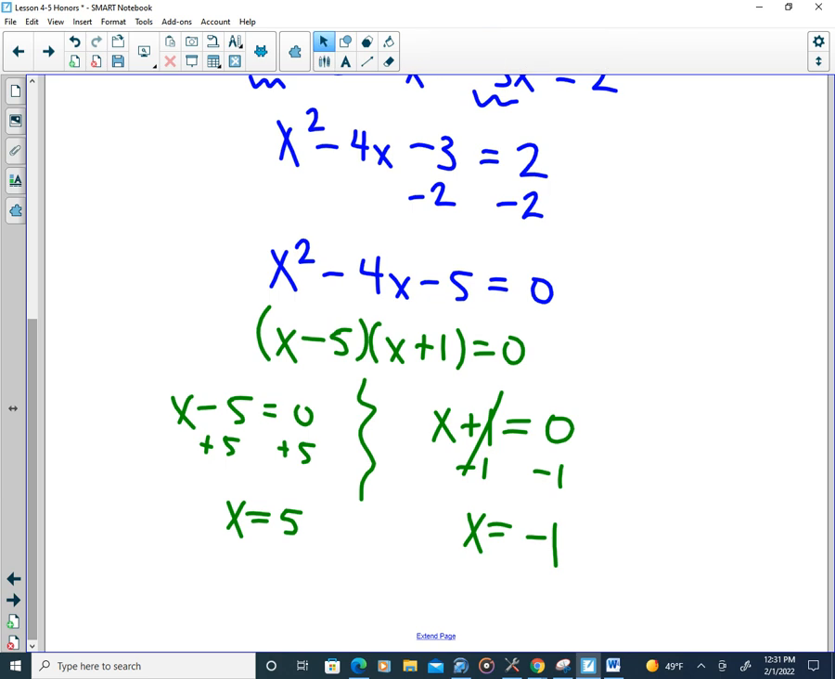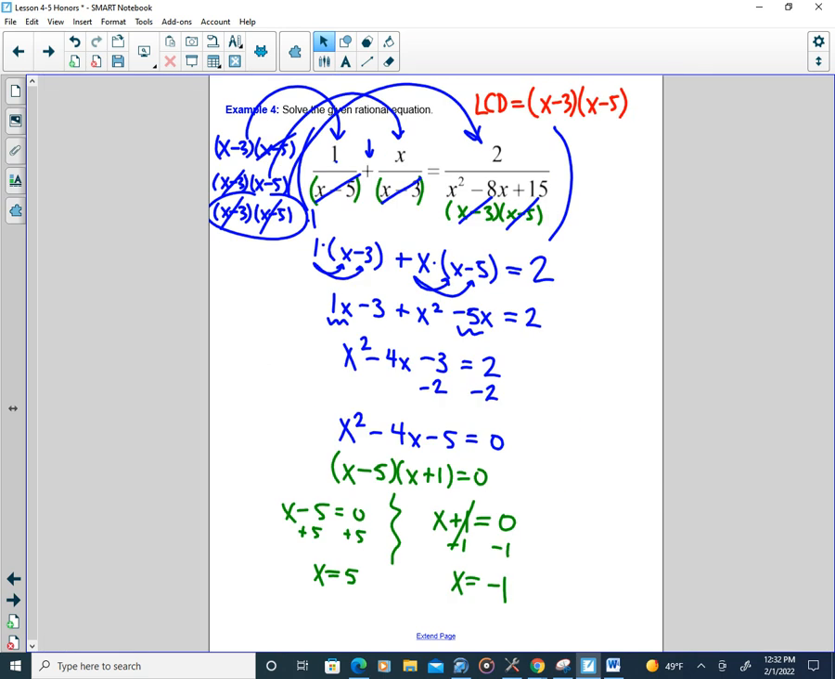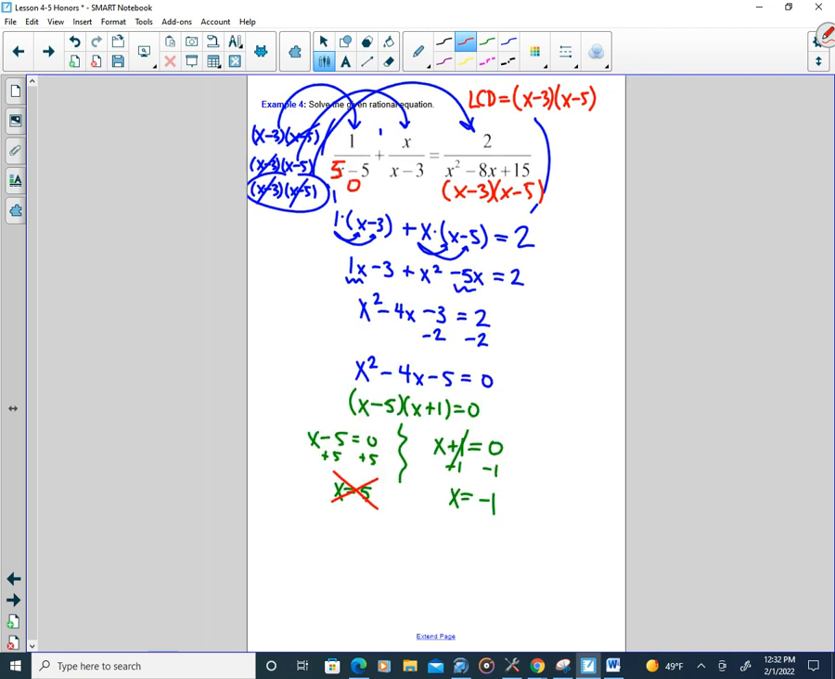Remember, we had x in the denominator in our original problem. So, right here, remember this factors to x minus 3, x minus 5. If I take 5 and I plug it in for x there, I get 5 minus 5, which is 0. It makes that denominator 0, which we can't have. You can't divide by 0. So we can't use x equals 5. x equals 5 is called an extraneous solution.